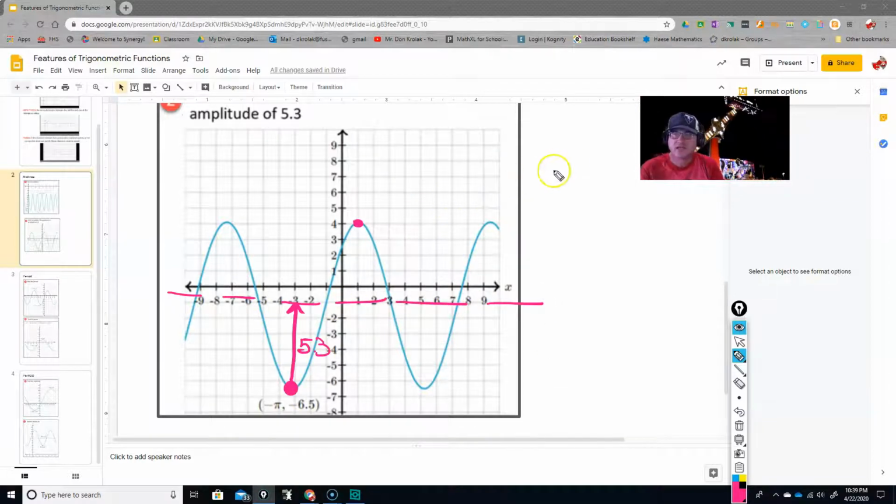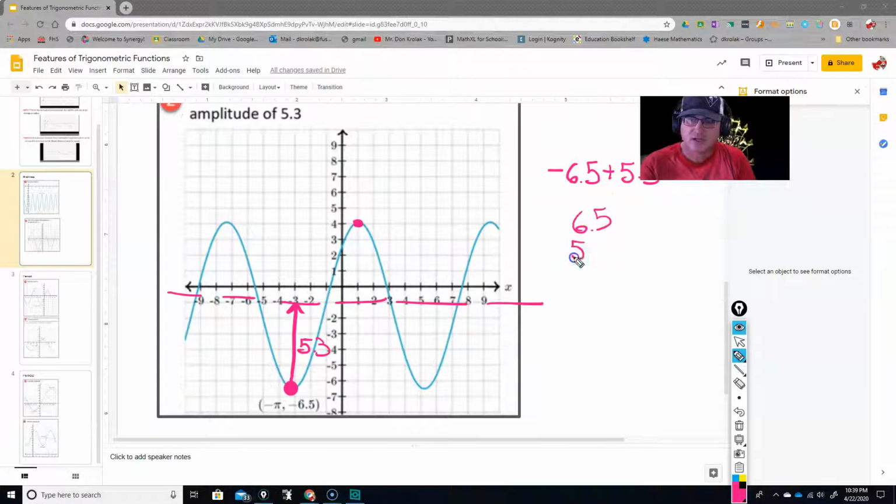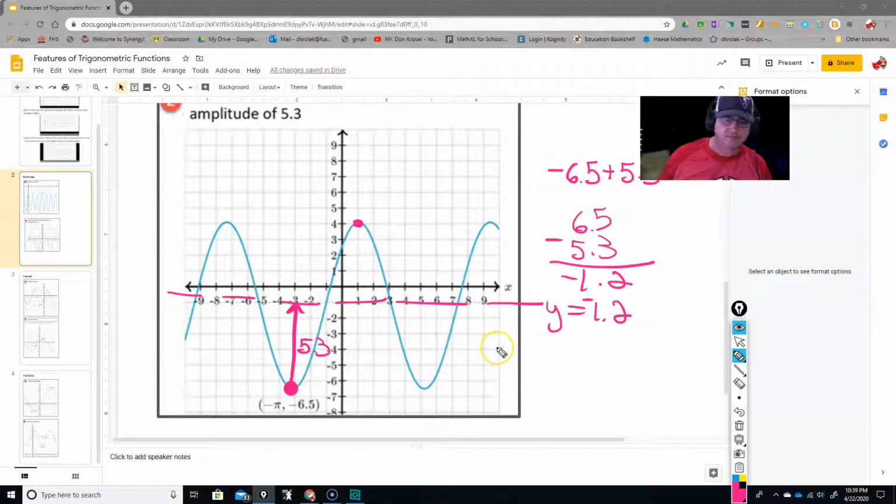So that's simply taking negative 6.5 and adding 5.3. So I got opposite signs there, so I'm actually subtracting those two. And then that's the location of my midline. So this is the equation, y equals negative 1.2.